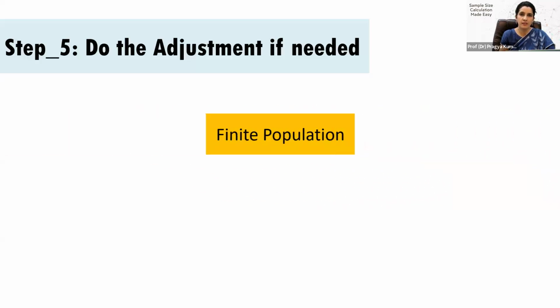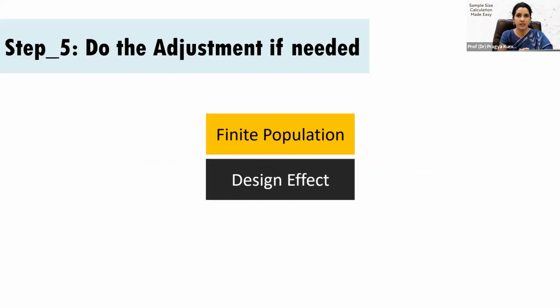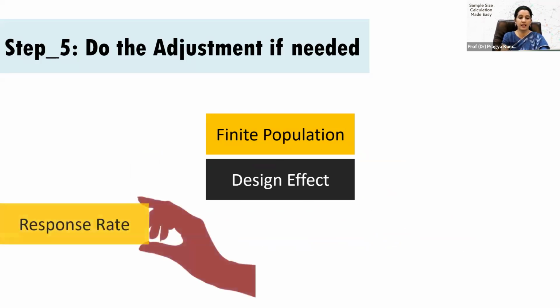Adjustment is needed if you have a finite population. That means you have a reference population with that many samples, and you can do the finite population correction. We'll see examples of these specific cases of adjustment. If your study design involves cluster sampling, then there is the concept of design effect, and we'll also see how to calculate the design effect.